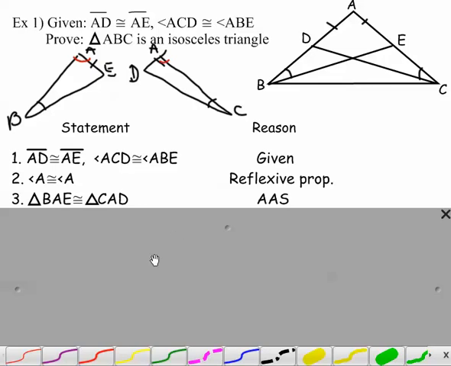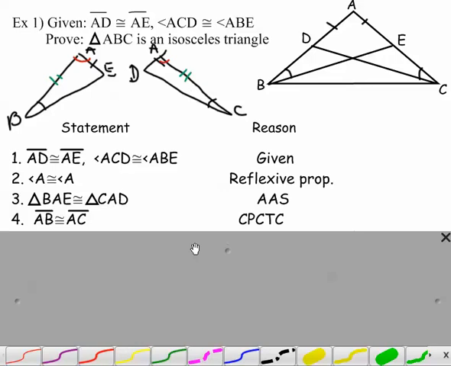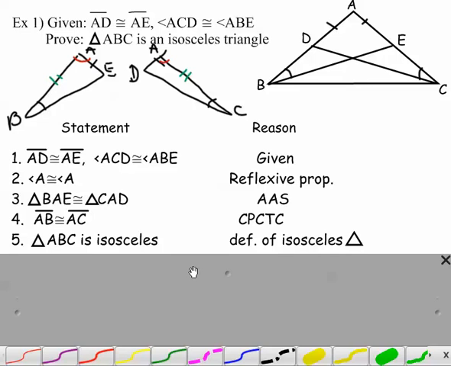Well, now we have corresponding parts working in our favor. We know that AB has to be congruent to AC, which is what we were looking for. Now that we know that those two longer legs of that big triangle are congruent to one another, we can say that ABC is isosceles by definition of isosceles triangles.